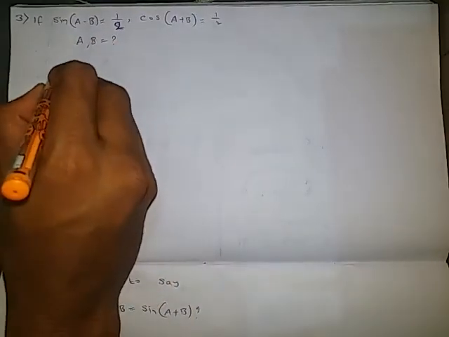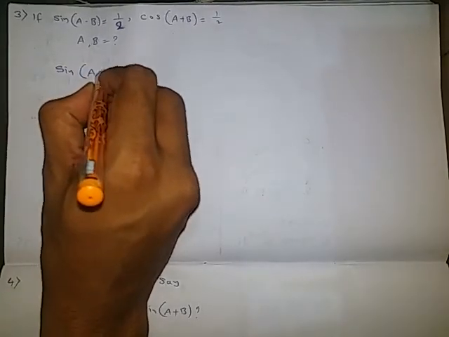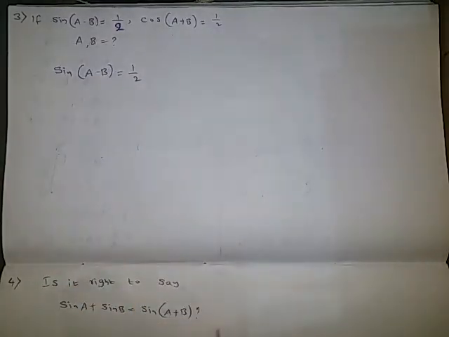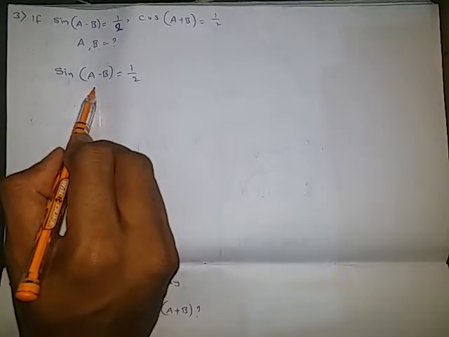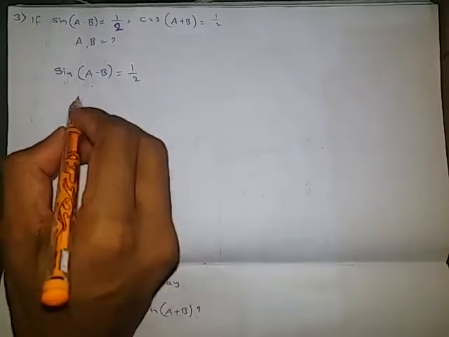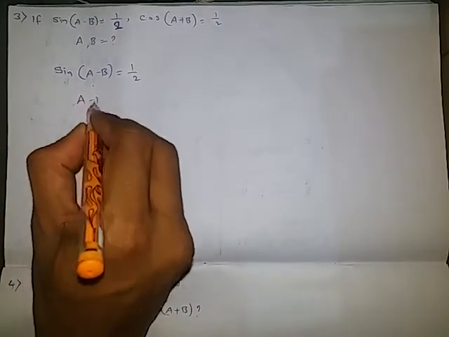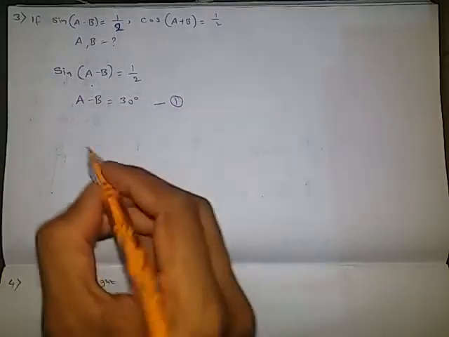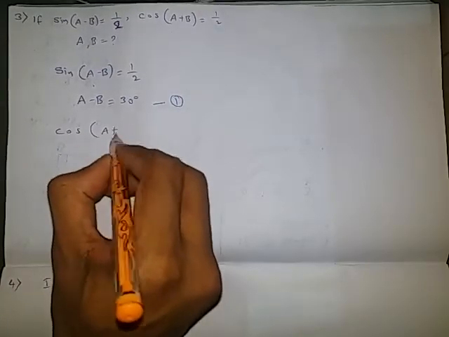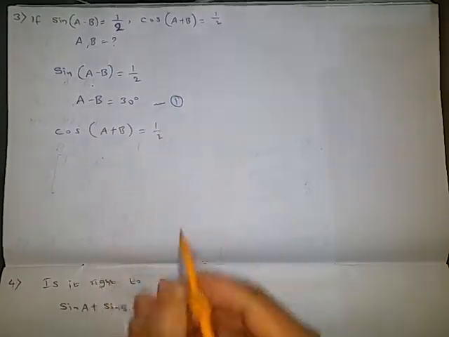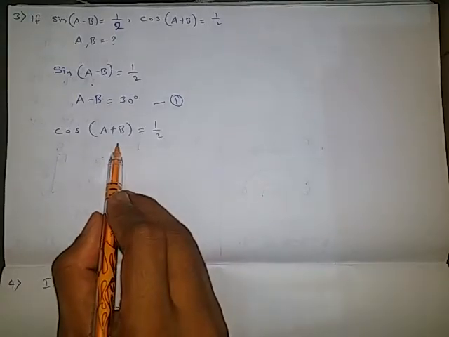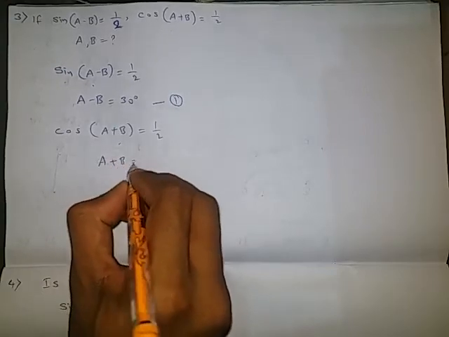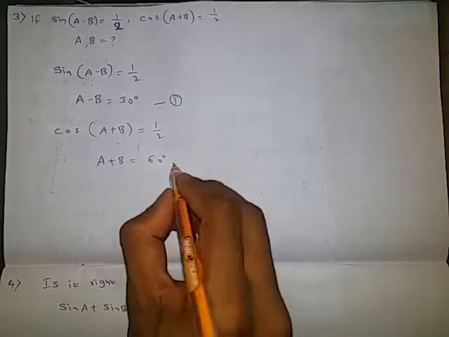So first, it is given that sin of a minus b is equal to 1 by 2. Which value of sin is 1 by 2? That is 30 degrees. So a minus b value is 30 degrees. This is equation 1. Next, cos of a plus b is equal to 1 by 2. So which trigonometric value of cos is 1 by 2? That is 60 degrees. So a plus b is equal to 60 degrees. This is the second equation.